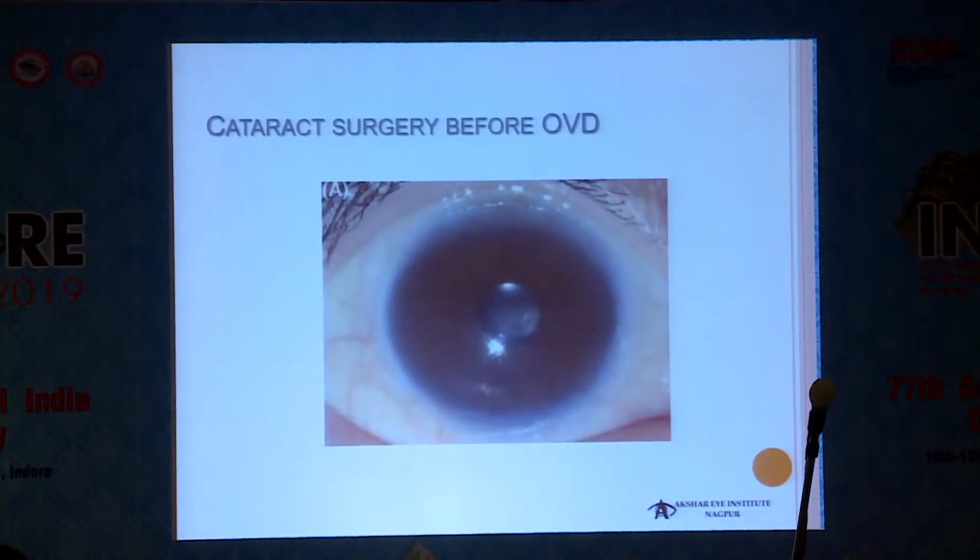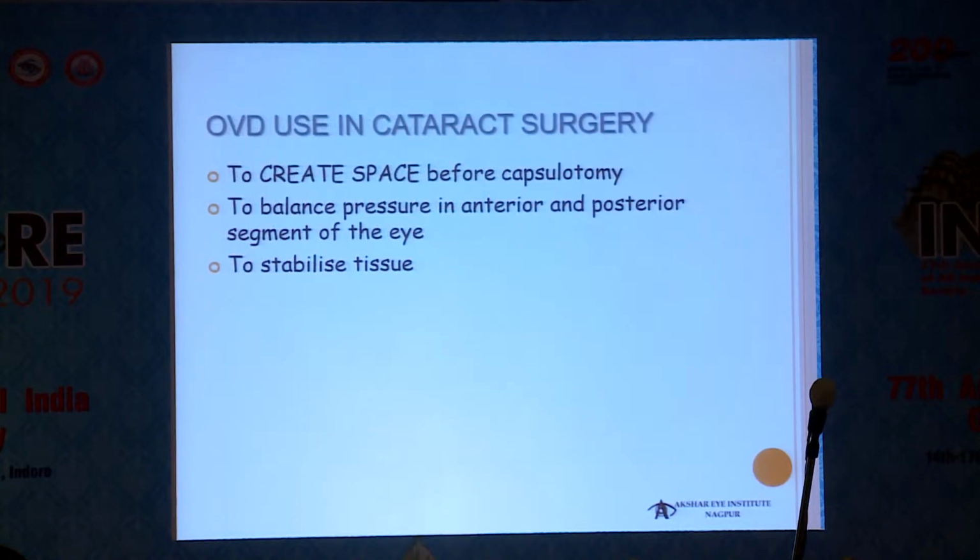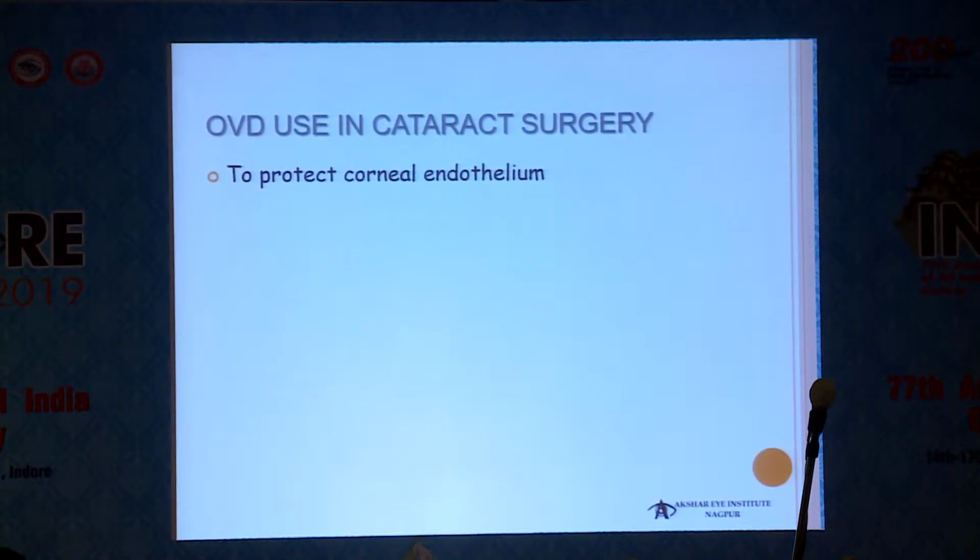If you do not do the surgery properly, as the tips have advised, this can lead to such corneal decompensation. So basically it comes as a replacement for the air bubble for three things. One is before you do the capsulotomy, second is to protect the corneal endothelium, because if you have a good anterior chamber space, then you don't damage the endothelial cells. And third, before you put in the lens, you need a space where the lens can go in and doesn't damage the endothelium.